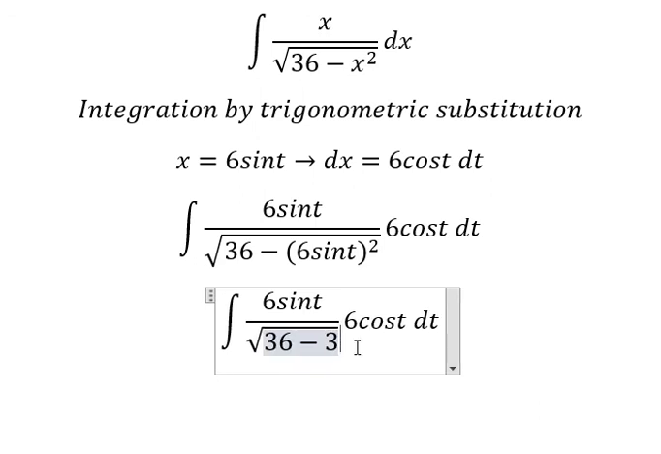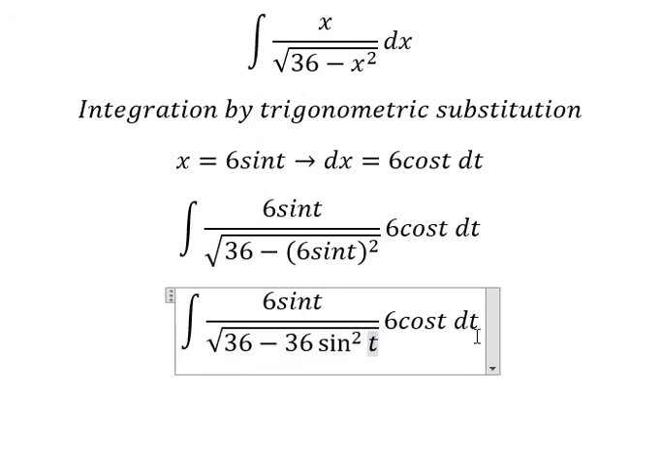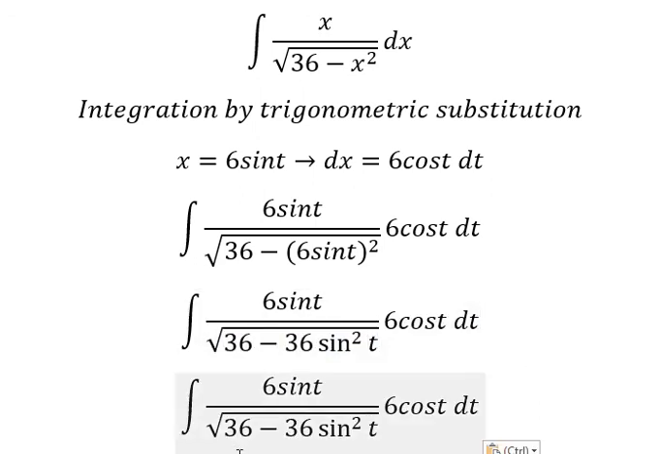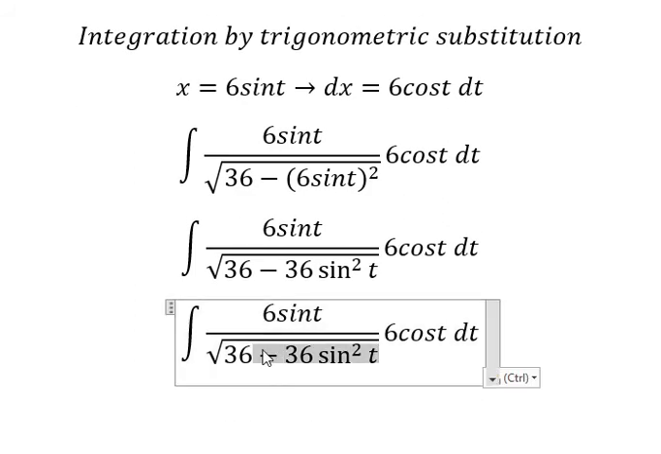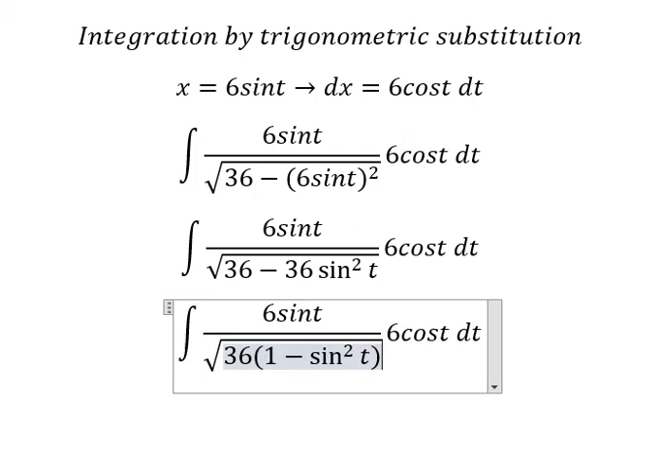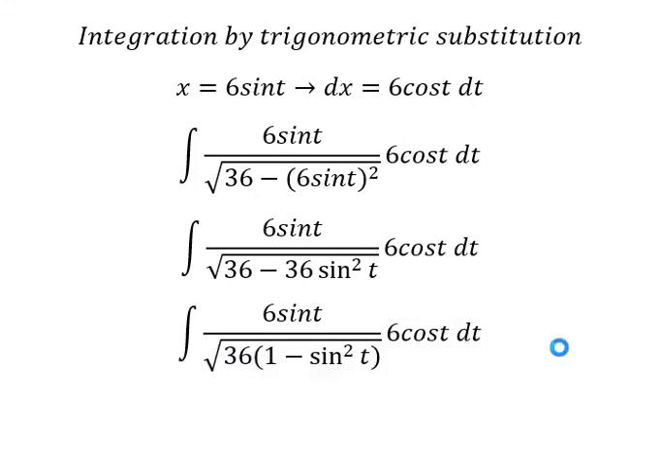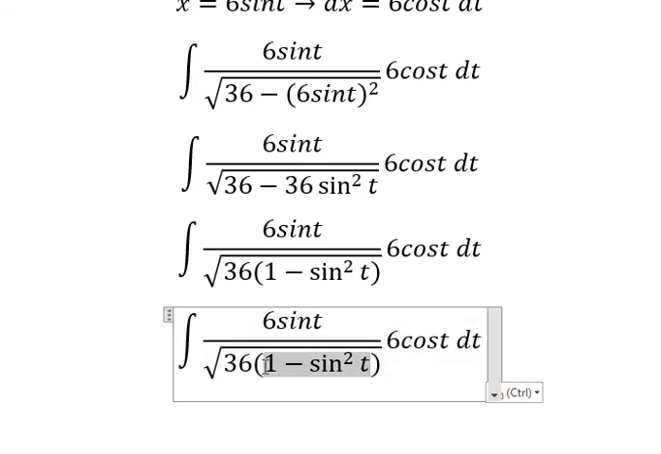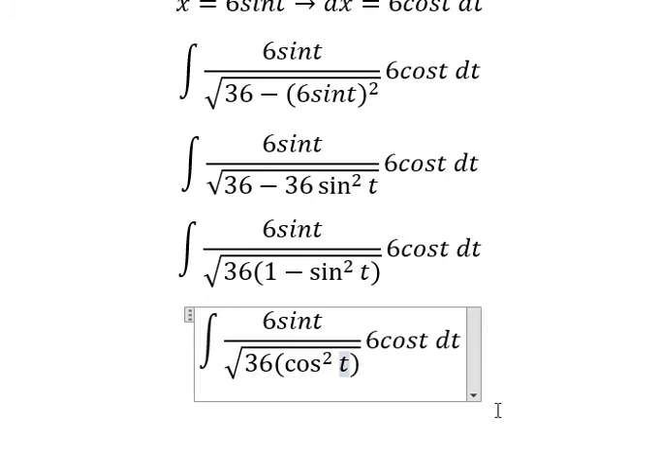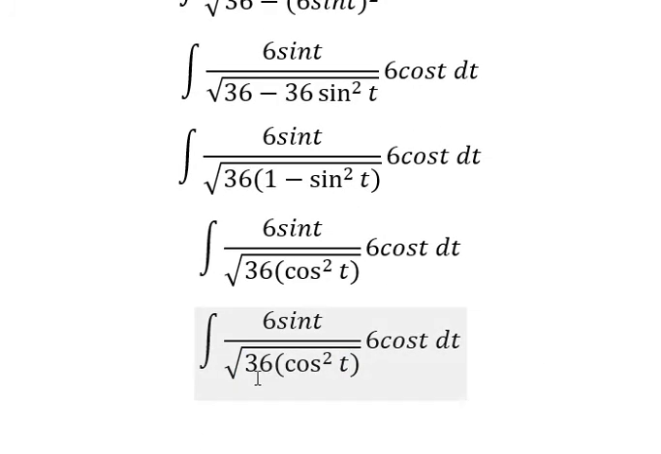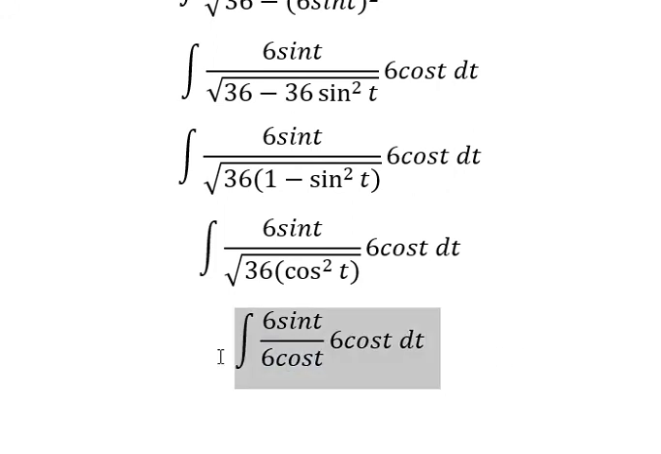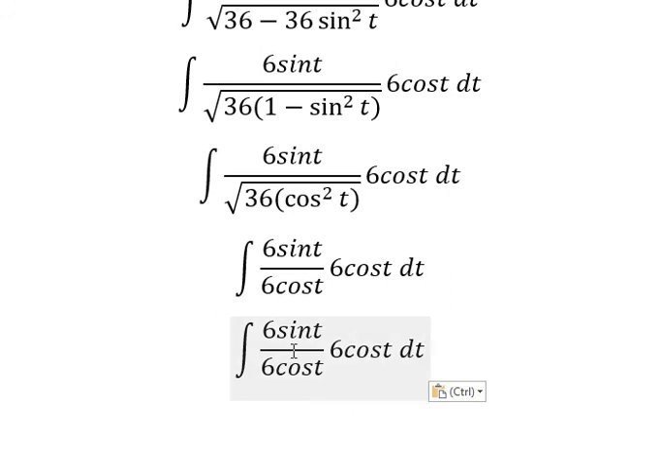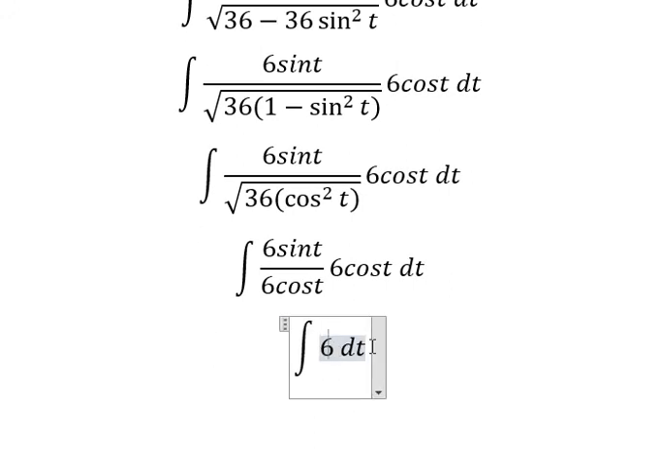This one we got 36 sin t square. Number 36, we can do factorization. This one we got cosine t square. The square root of 36 cosine t square, you get number 6 cosine t. Now we need to simplify, and you get 6 sin t.